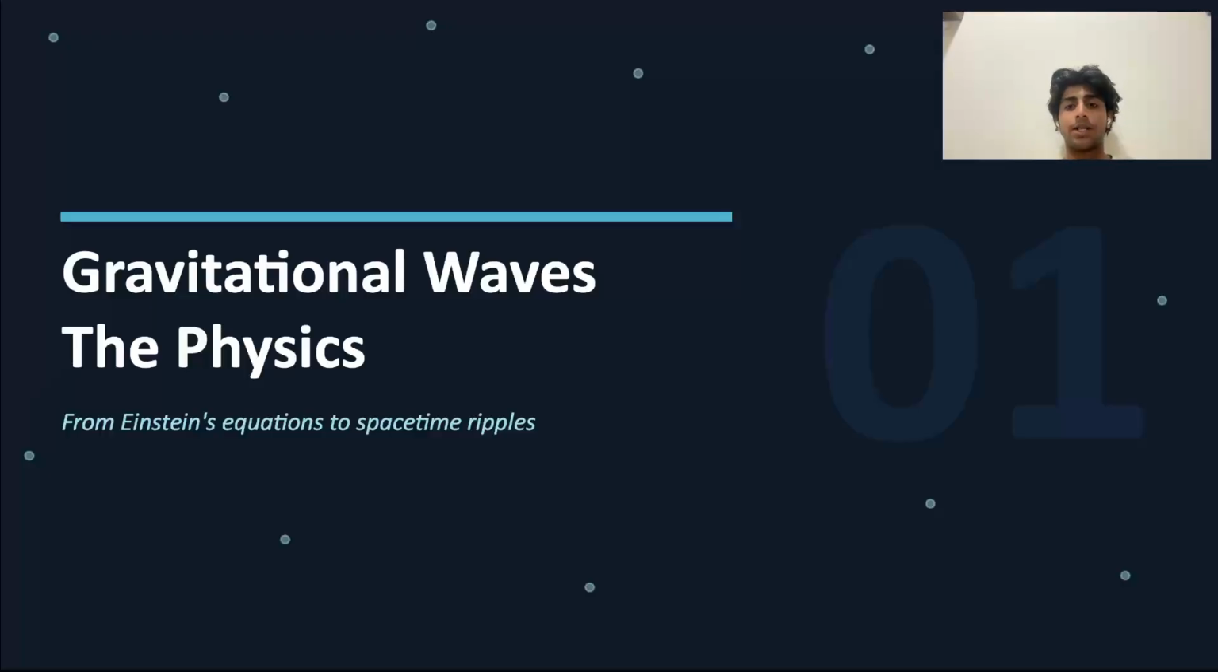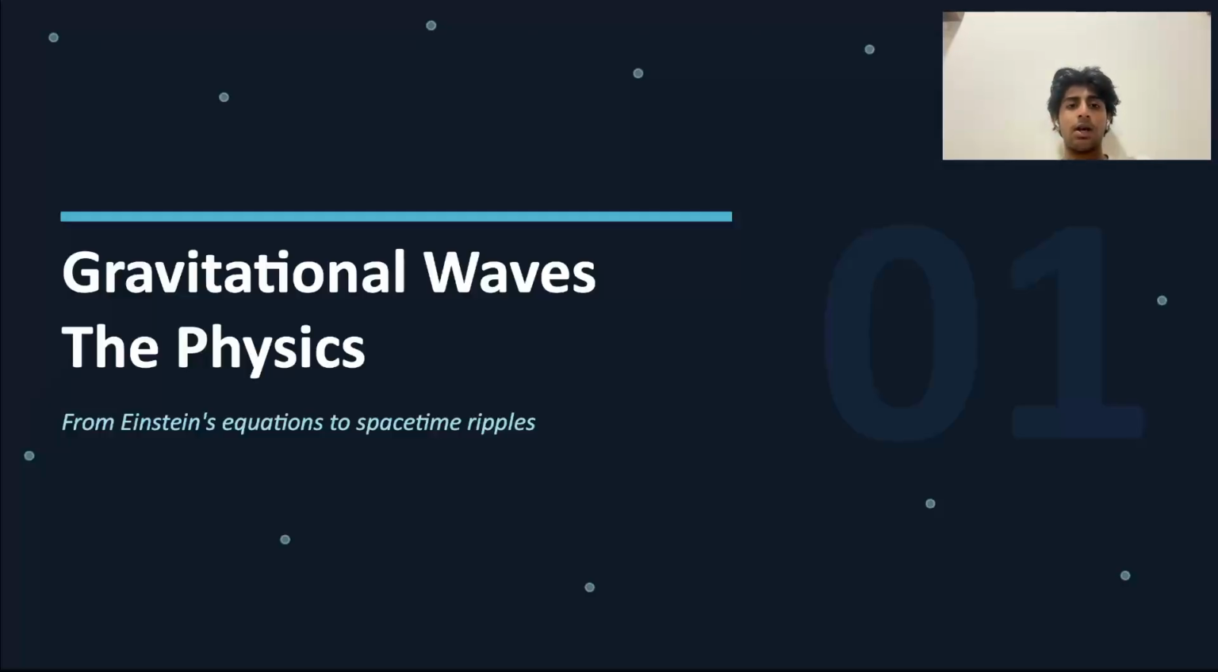Mass curves spacetime, and curved spacetime tells mass how to move. A year later, he found that accelerating masses must disturb that curvature, sending ripples, which are now called gravitational waves. And these travel at the speed of light. Then he spent years arguing that it was probably just mathematical and not even real. But he was actually wrong, and it took us 99 years to prove it.